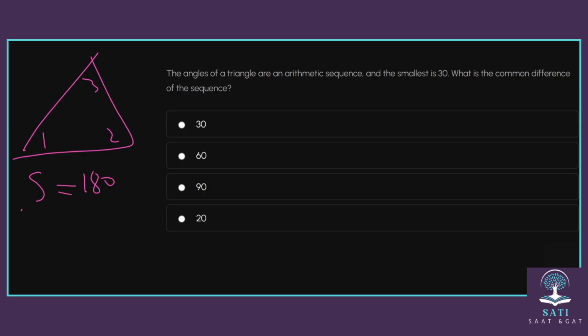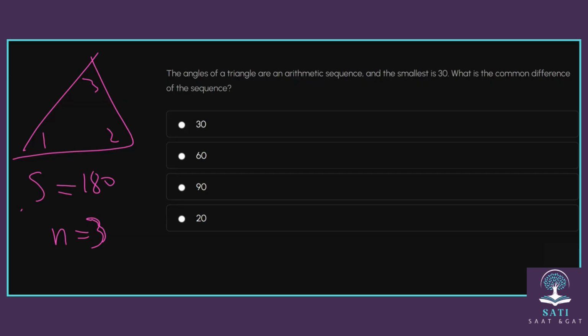So what is given for me now is the sum of the angles, and it is a sequence, and this sequence has 3 terms. How many terms are there? 3 terms. So that means n equals 3, which represents the 3 numbers. The angles of a triangle are an arithmetic sequence, and the smallest is 30.